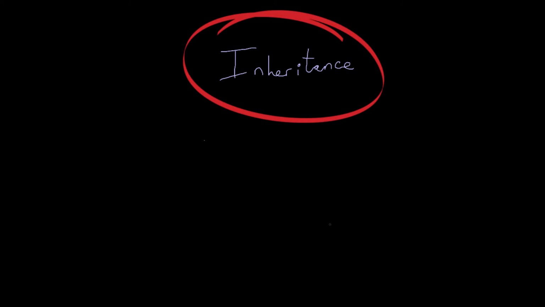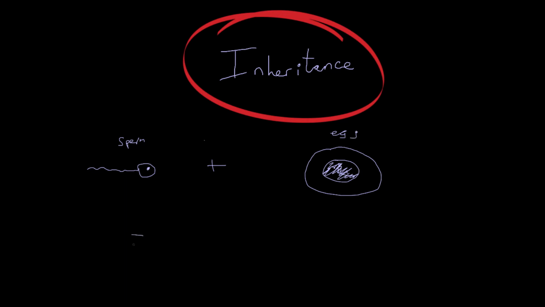And inheritance really stems from the fact that we are a result of fertilization of a sperm from our father and an egg from our mother. Now these aren't drawn to scale of course, but you get the idea. So we have sperm plus egg is going to equal an embryo, which will eventually form a human being. So there we go, sperm plus the egg is going to eventually form an embryo that looks something like this.